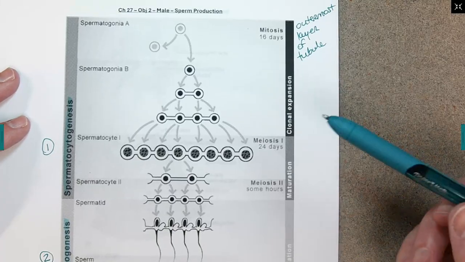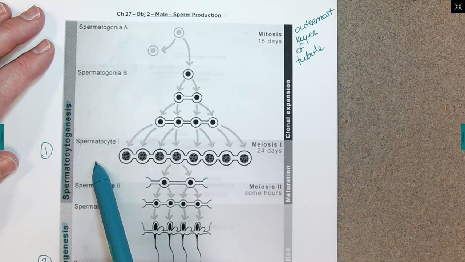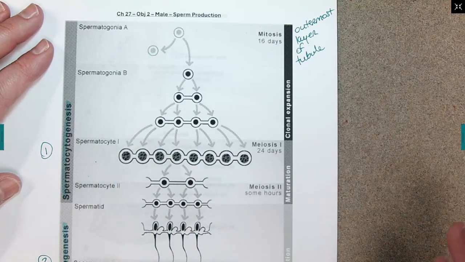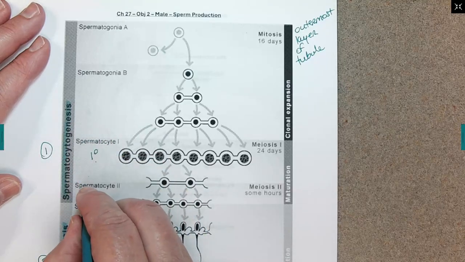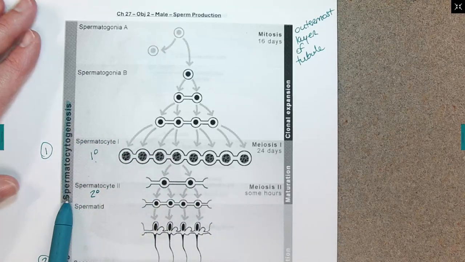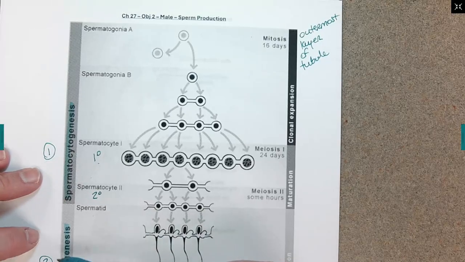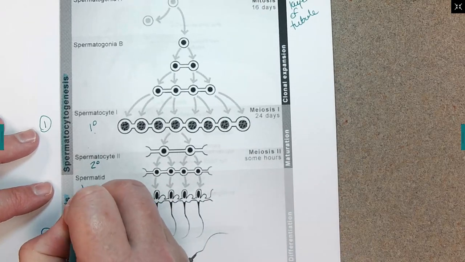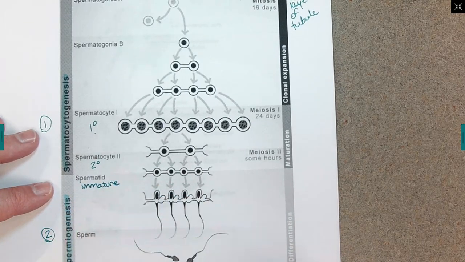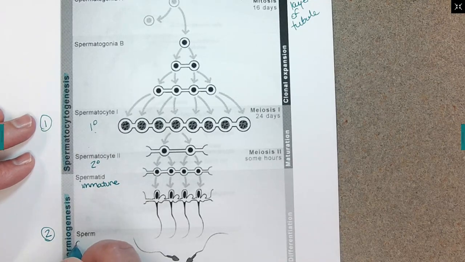So you're going to have your spermatogonia cell that is going to turn into a spermatocyte, and you're going to have primary and secondary spermatocytes. You're going to have spermatocyte 1 and spermatocyte 2. This is all part of spermatocytogenesis, and then that will turn into a spermatid. Now your spermatids are the structure that's going to begin spermiogenesis. Spermatids are immature, where the spermatozoa are mature, also known as sperm.